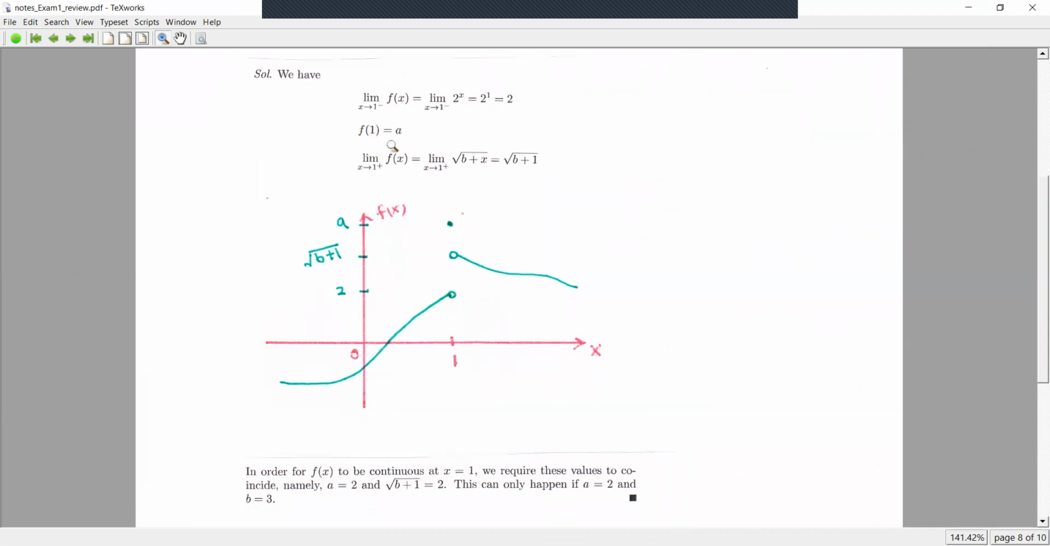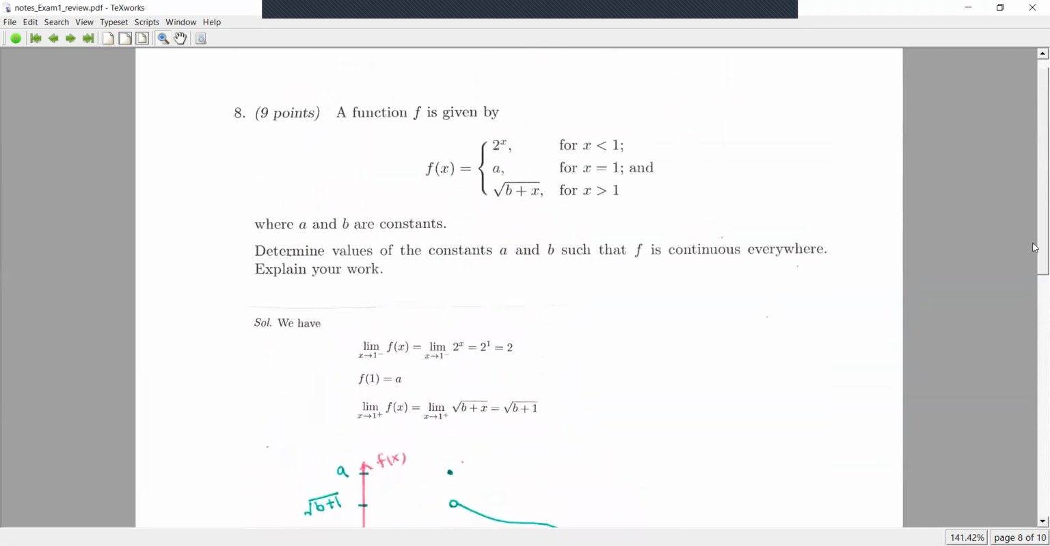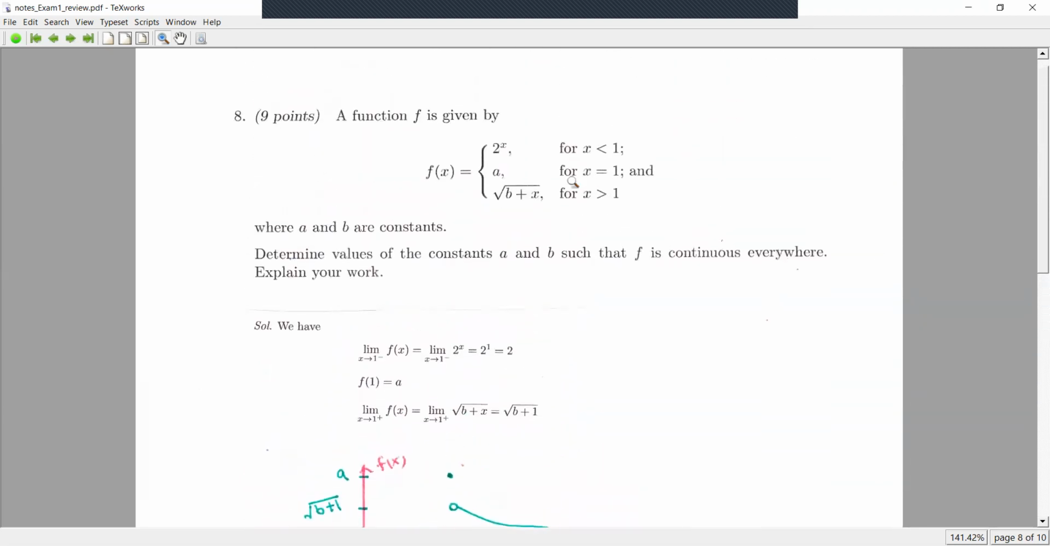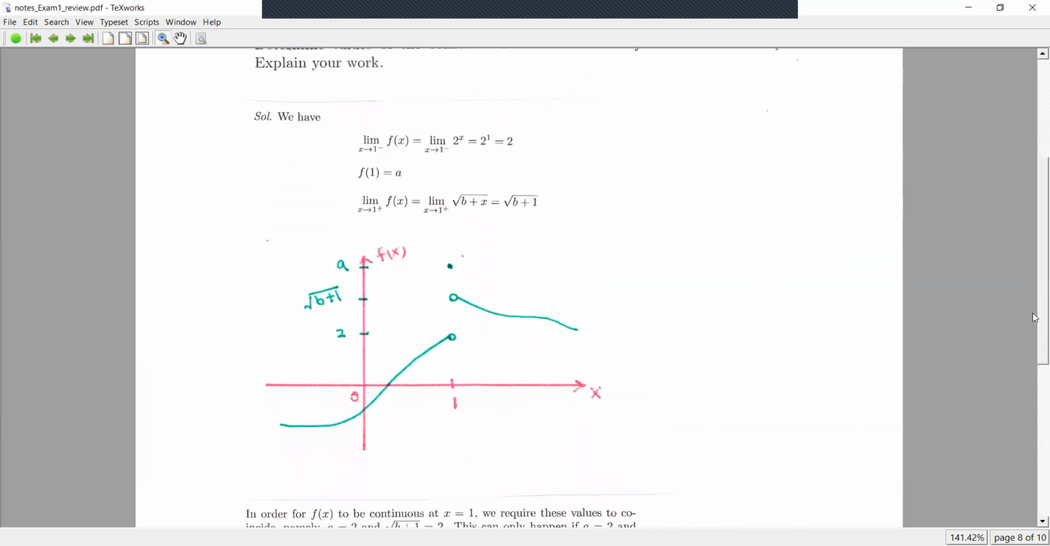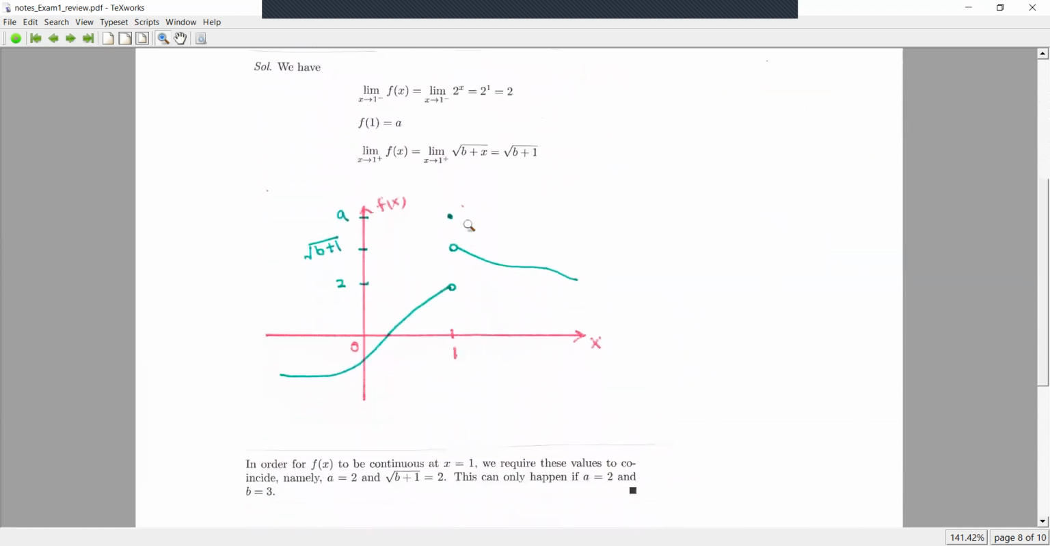The function value at 1 is a. This is from the definition of the function. When x is 1, the function value is a. Suppose this solid point is a.